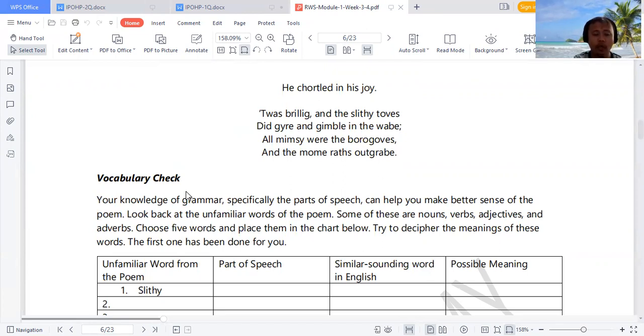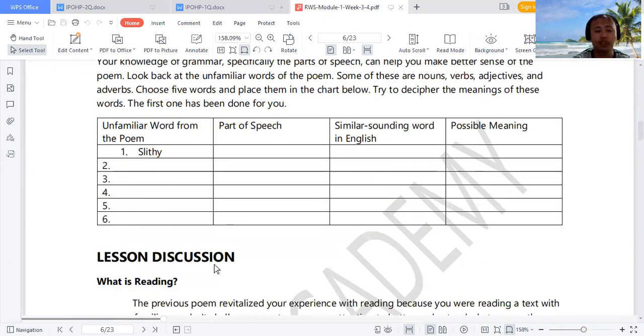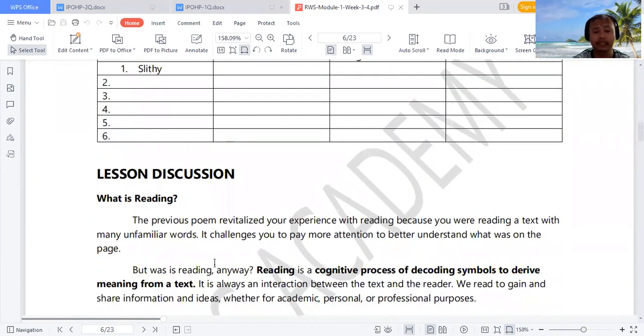Okay, so in here, number one, what's the unfamiliar word in number one? That's flighty, right? Flighty. All right, so number one here is flighty, right? So you supply the numbers 2 until 6.